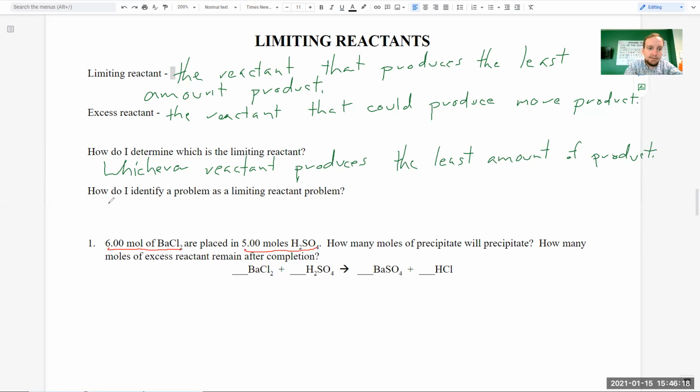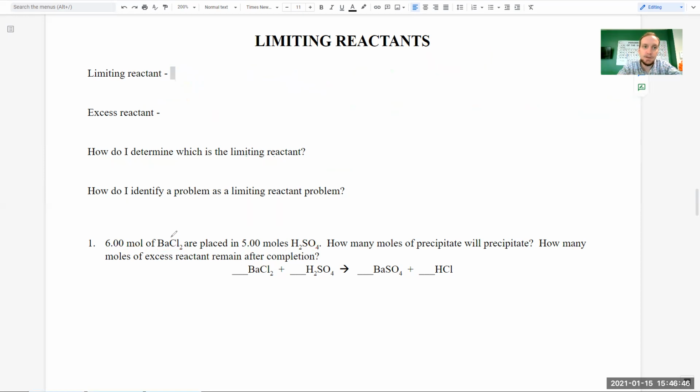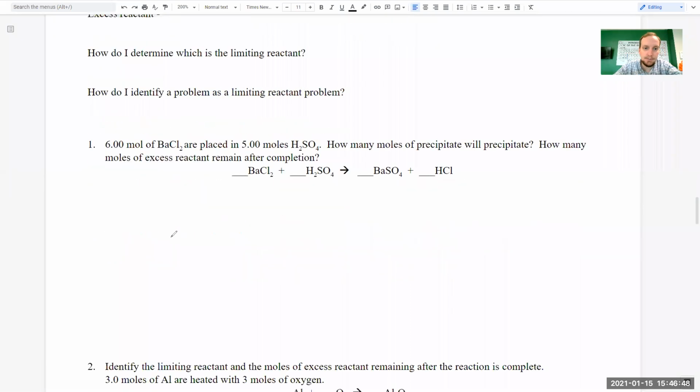So we're going to be given two starting points, if you will. And by starting points, what I mean, again, is this and this. Whenever you see that, you know automatically you're going to have to do two calculations because we're going to try to find which one makes the least amount of product. And that's the amount of product that would actually be created, and the reactant that made that smaller amount of product is going to be our limiting reactant. All right, so let's go ahead and try number one.